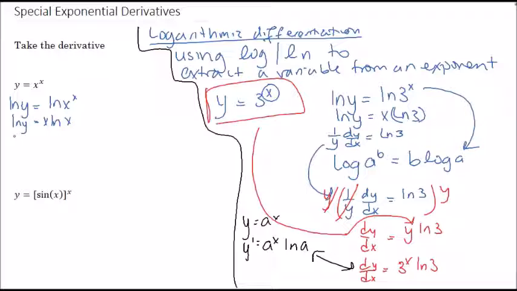Now, take the derivative of both sides. So again, this is 1 over y dy dx. This time we don't have a constant as ln of x, so we have to use the product rule. So it's the first, which is x, times the derivative of the second, which is ln of x. And if we forgot the product rule, it's first times the derivative of the second plus the second times the derivative of the first, which is just 1.